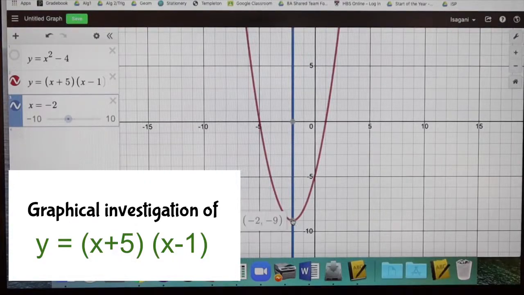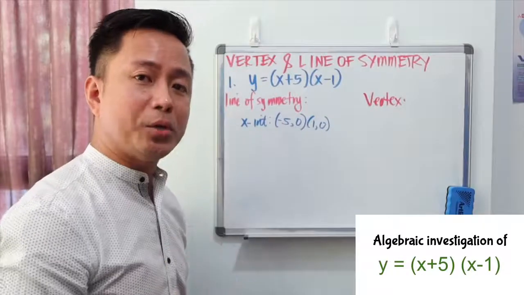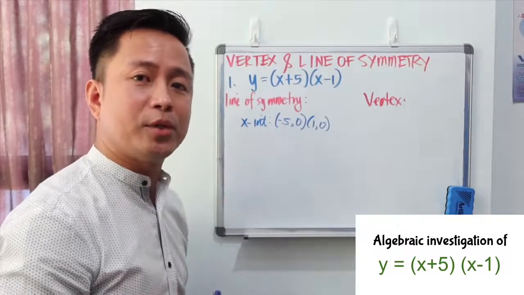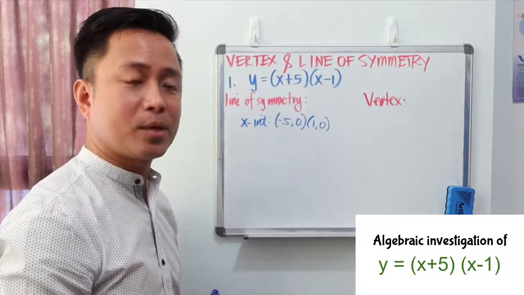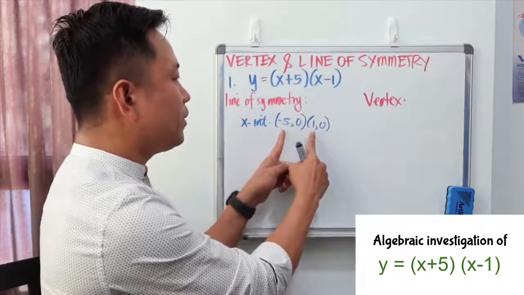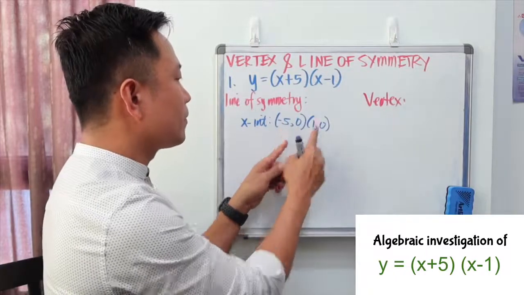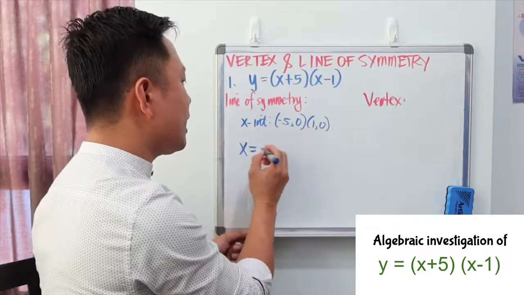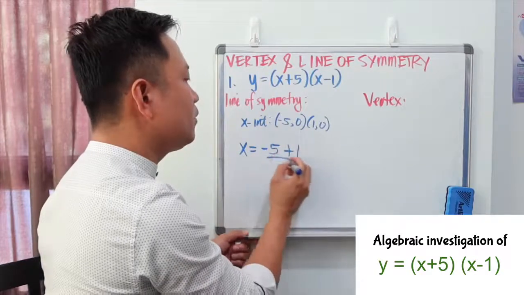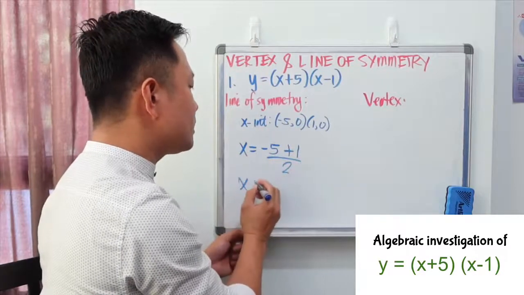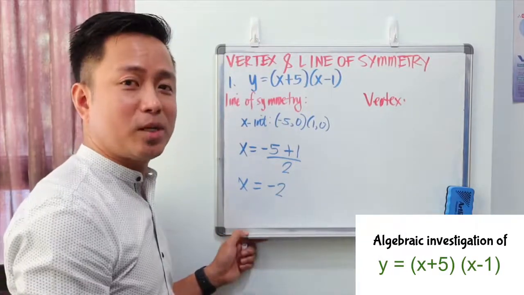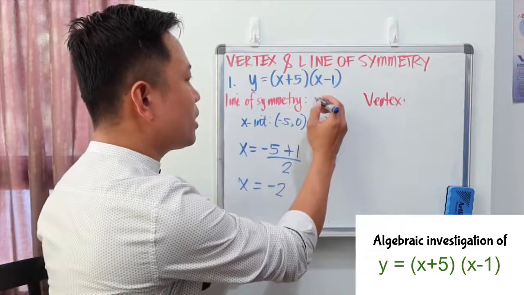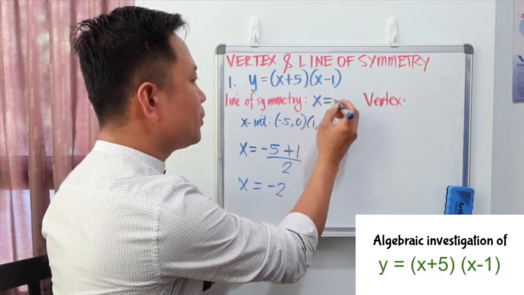And the vertex is at (-2, -9). We know that the line of symmetry will always pass through the vertex of the parabola, and it is halfway between the x-intercepts. So if we get the midpoint of negative 5 and positive 1, the midpoint is going to be (-5 + 1) divided by 2. That means the midpoint is negative 2, which is also the line of symmetry. So the line of symmetry of this quadratic function is x equals negative 2.